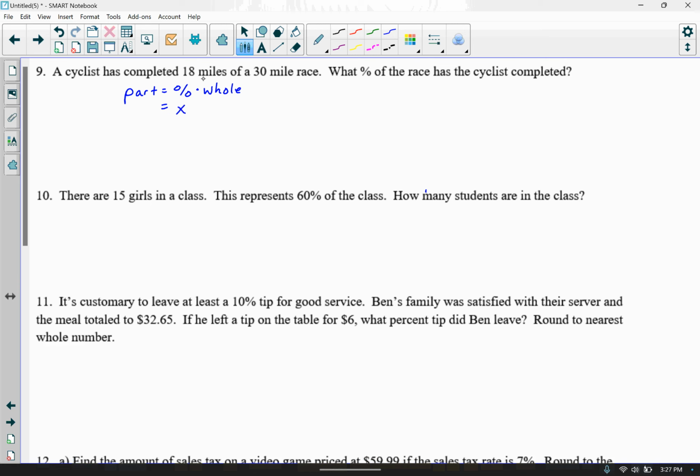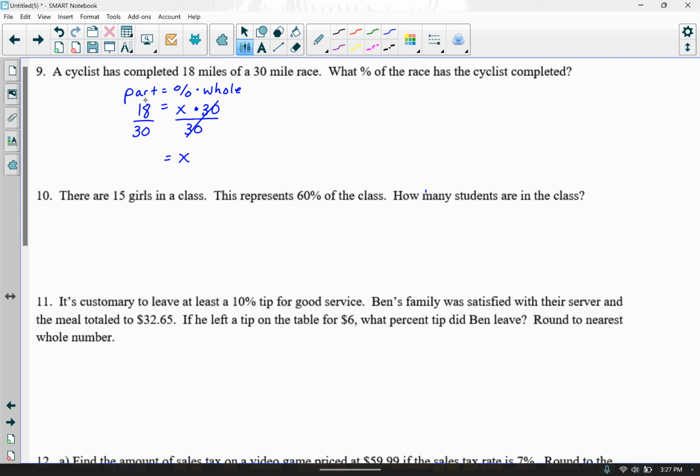The 18 miles that the person has completed, is that part of their mileage or all of their mileage? Hopefully you agree that would be part. They've completed 18 miles of a 30-mile race, so that 30 miles is the whole amount. So now our goal is to solve for X. On the right-hand side, this is X times 30. If you want to get X all by itself, undo that multiplication: divide by the number beside your letter. That cancels out the 30 on the right-hand side and just leaves you with X.